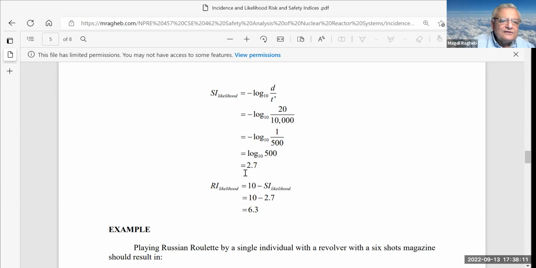And the safety index is 2.7. And notice that the safety index and the risk index add up to 10 in that case.